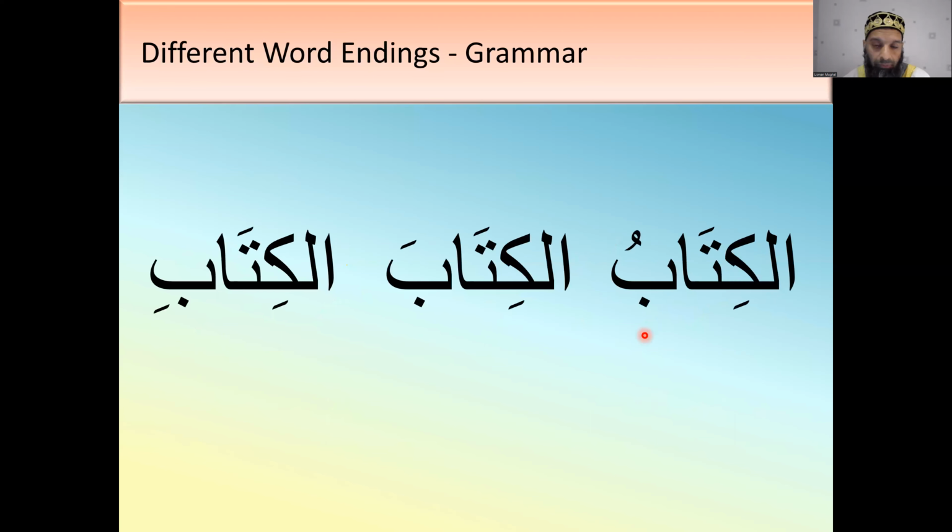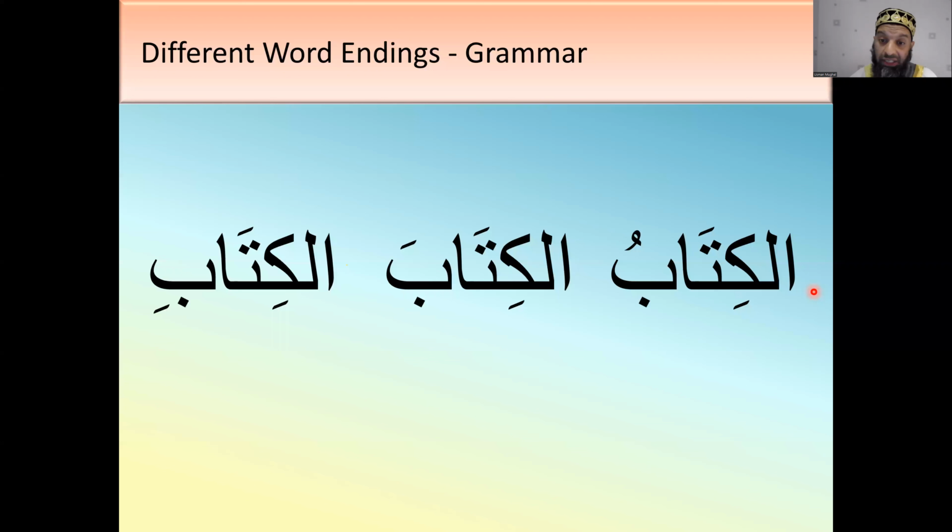Just again, the different word endings, this is the grammar going on here. This is the case. So dhamma ending case. This one is a word with a fatha ending. This is the word with a kasra ending. The case ending doesn't change the meaning of the word.